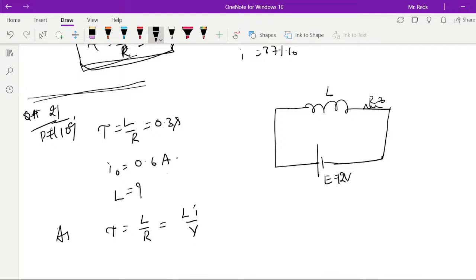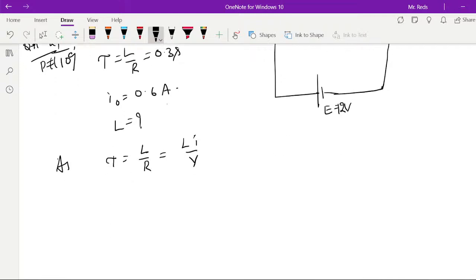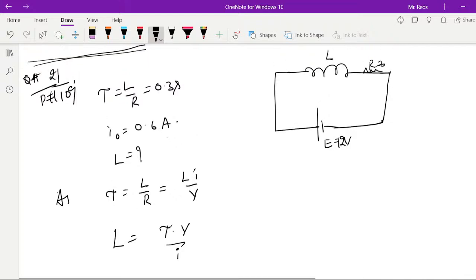If the final steady state current is 0.63 ampere, what is the inductance of the solenoid? From this you can say L is equal to tau into V by I0. The tau value is given, and the V value is also given. You can take it as V or E, which is 12 volts.